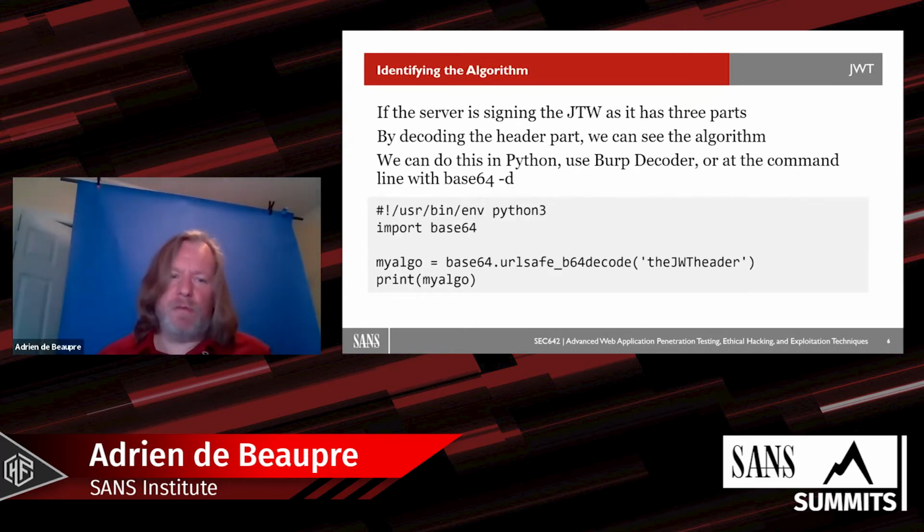So to identify the algorithm, you just take the header and base64 decode it, right? That's super easy. And you can see that, hello, I'm a JWT, and hello, my algorithm is whatever it might be. So Burp Decoder, Python, base64 -d, CyberChef, etc., can all do this kind of stuff. Super easy to do.